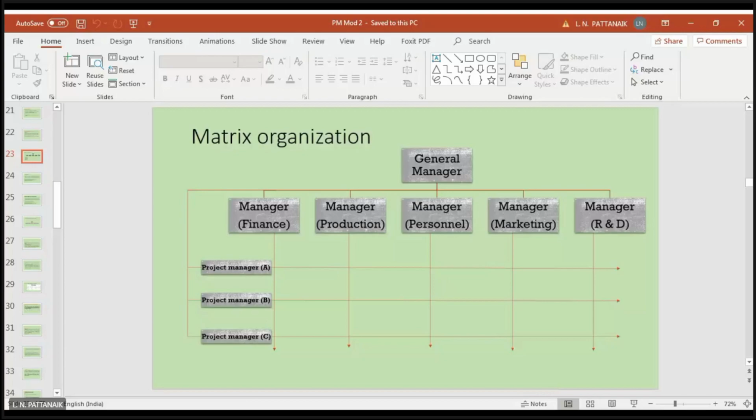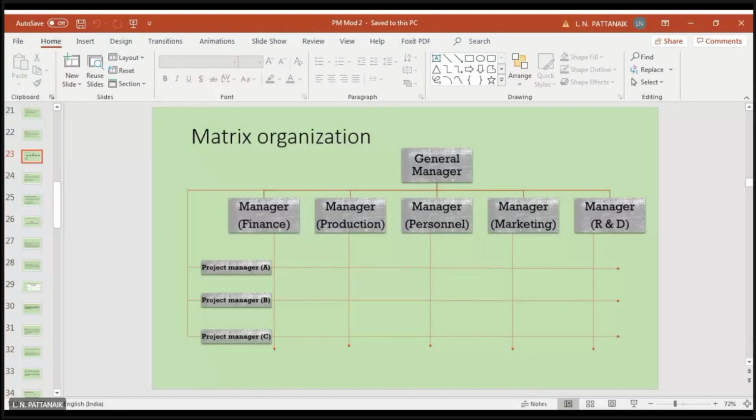So matrix organization, as I told you, looks like a matrix, and there are some horizontal lines which are at the same level of authority and responsibility, as well as a vertical line which follows some chain of command, meaning there is an authoritative line of action. So that is vertical.